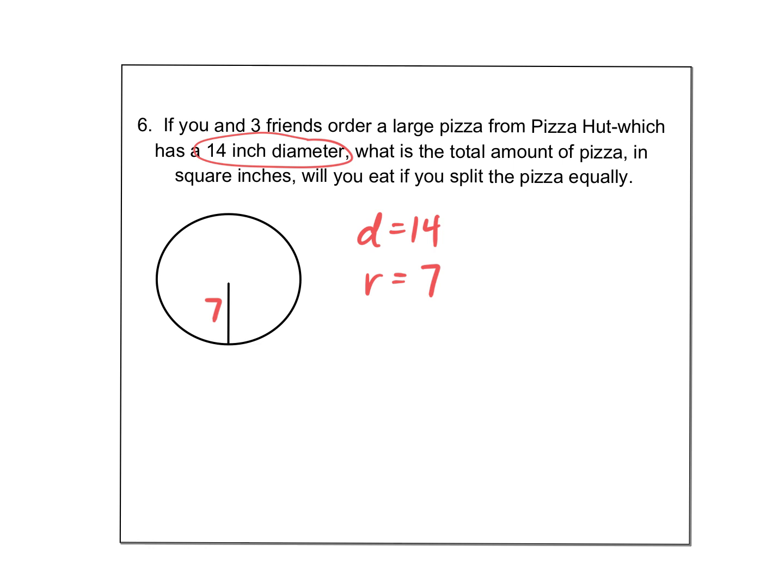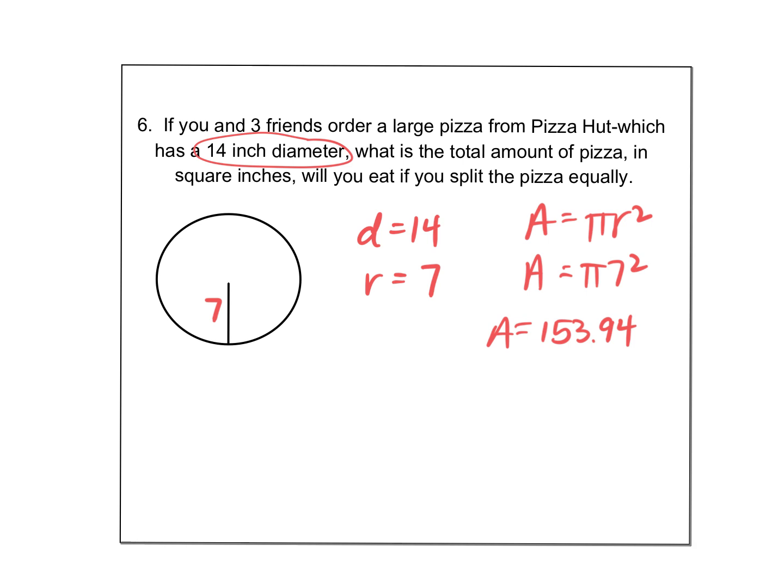And now you need to figure out how much pizza you are going to get if you and 3 friends split it. Well, I think you want to do an area of a circle, pi r squared. We just figured out r is 7, so pi 7 squared. Get your total area. Type it in your calculator. If you're getting 153.94, you have the area of the whole pizza.